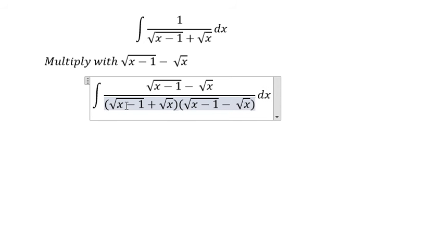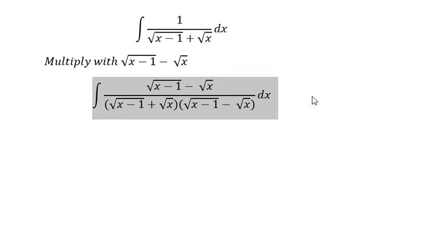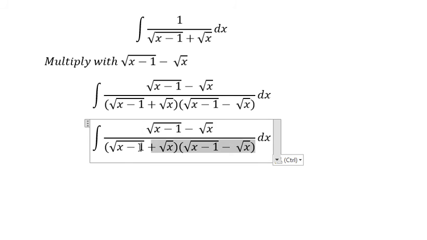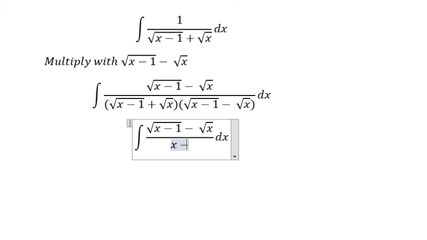So in here we have a plus b and we have a minus b in here. So you got a squared minus b squared, and you will get x minus 1 minus x. So we have x minus x, you will get negative 1 in here.